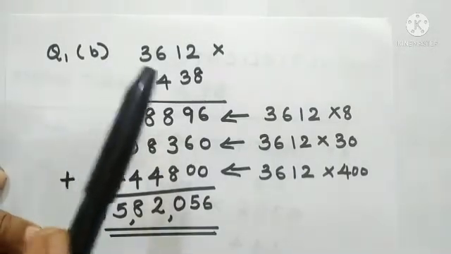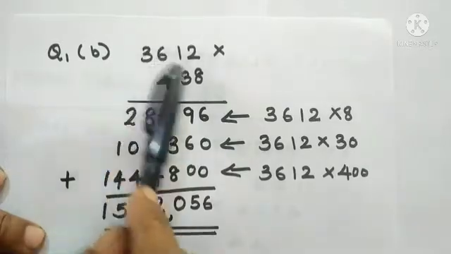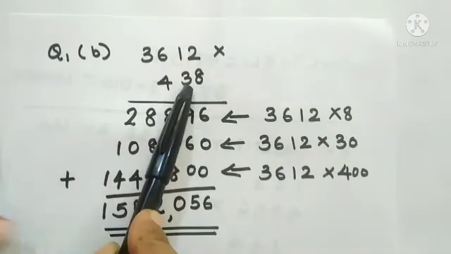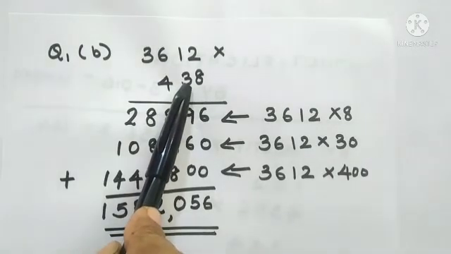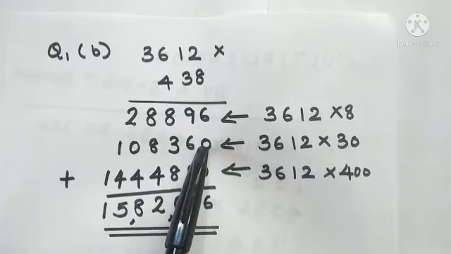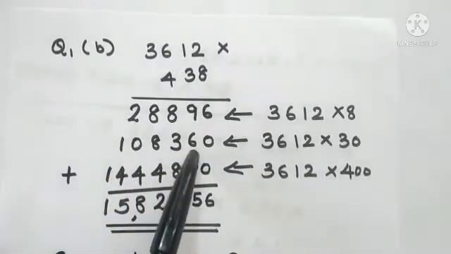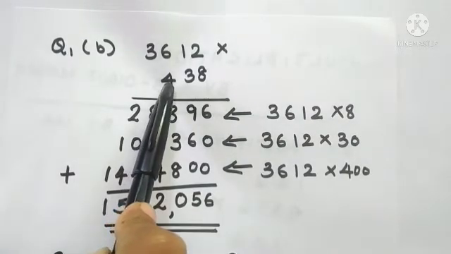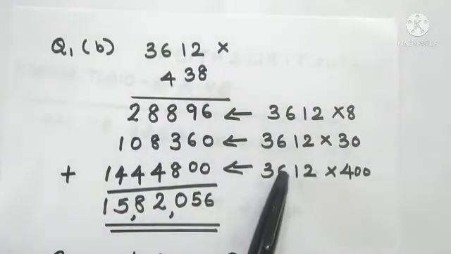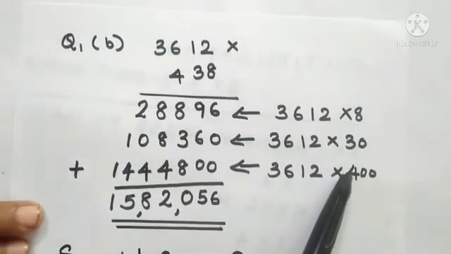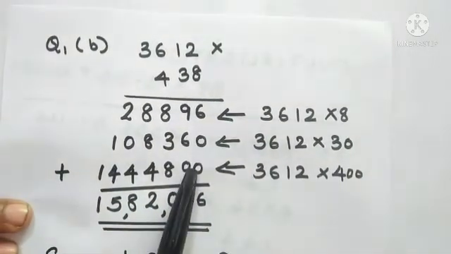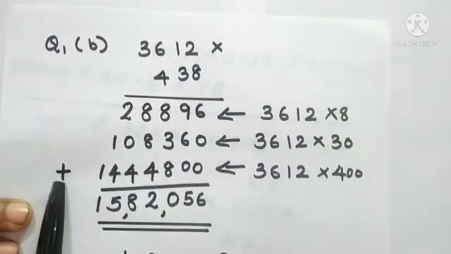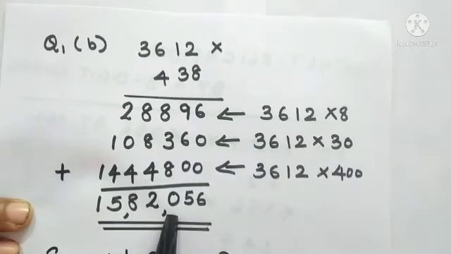3612 into 438. So as usual you multiply with this 8, you will get this number. Then we will multiply with 3, that's in the tens place. So at first we will add 1 zero and then continue your multiplication with 3. Next we multiply with 4, that's in the hundreds place. So this number into 400. Add 2 zeros at first and multiply with 4. Okay. Then add these 3 numbers together.